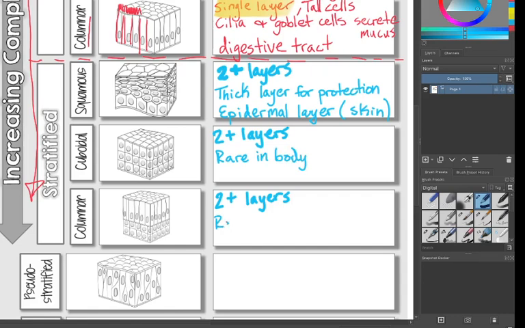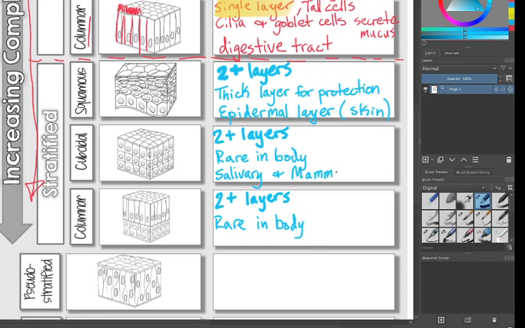Rare in the body. My mouse is kind of lagging, so I apologize. And the cuboidal ones are going to be found in the salivary glands and also, if you have them, the mammary glands.